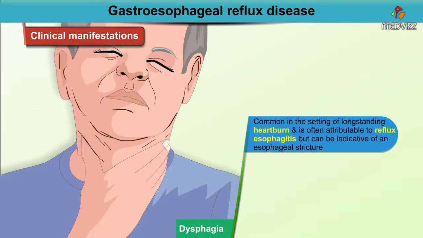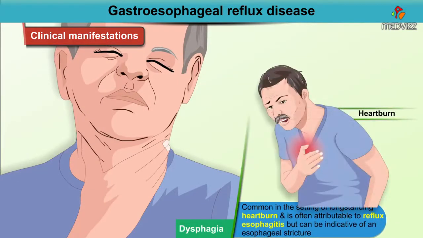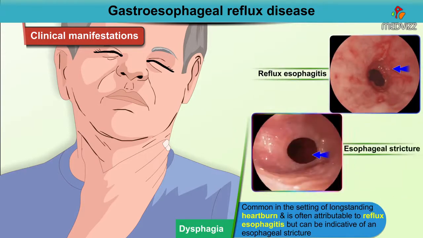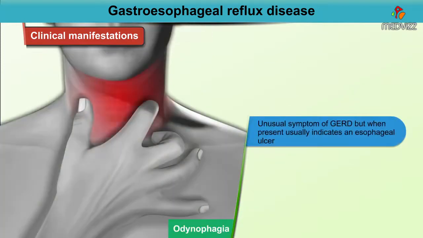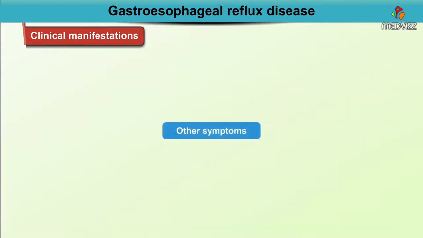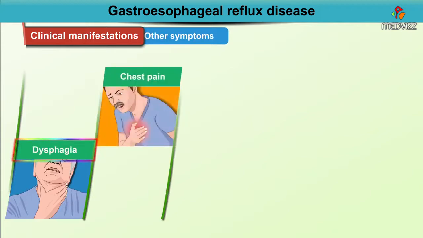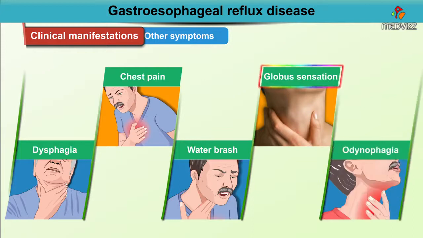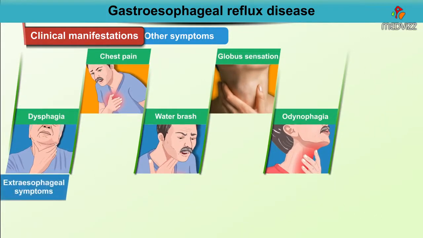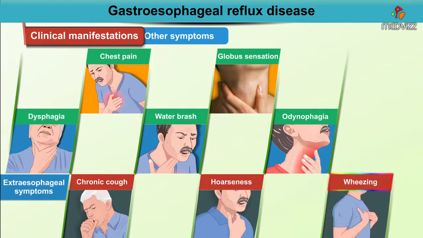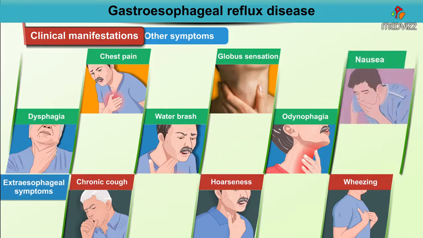Dysphagia is common in the setting of long-standing heartburn and is often attributable to reflux esophagitis but can be indicative of an esophageal stricture. Odynophagia is an unusual symptom of GERD, but when present, usually indicates an esophageal ulcer. Other symptoms of GERD include dysphagia, chest pain, water brash, globus sensation, odynophagia, extraesophageal symptoms like chronic cough, hoarseness, wheezing, and infrequently there can be nausea as well.